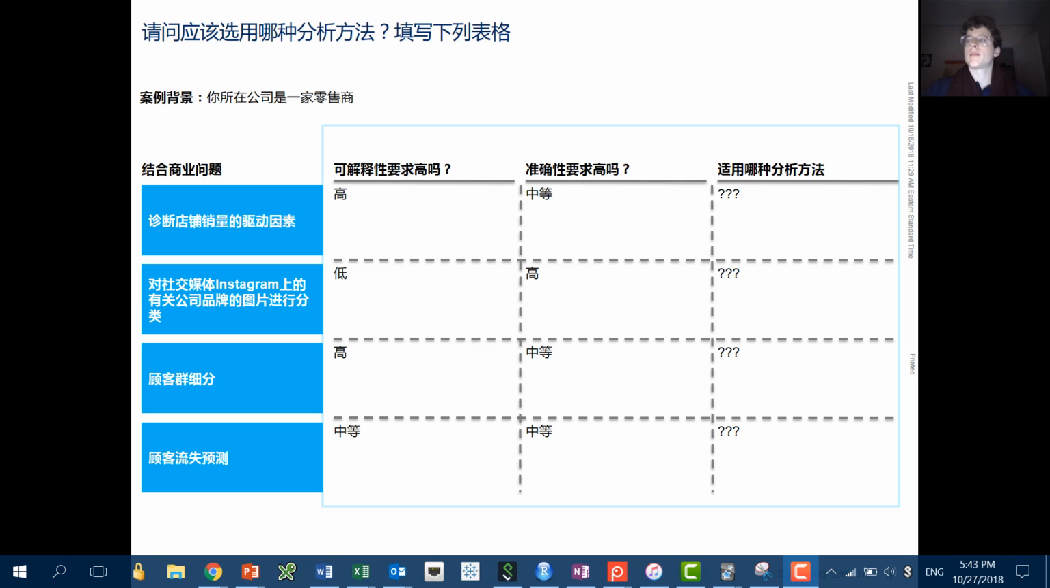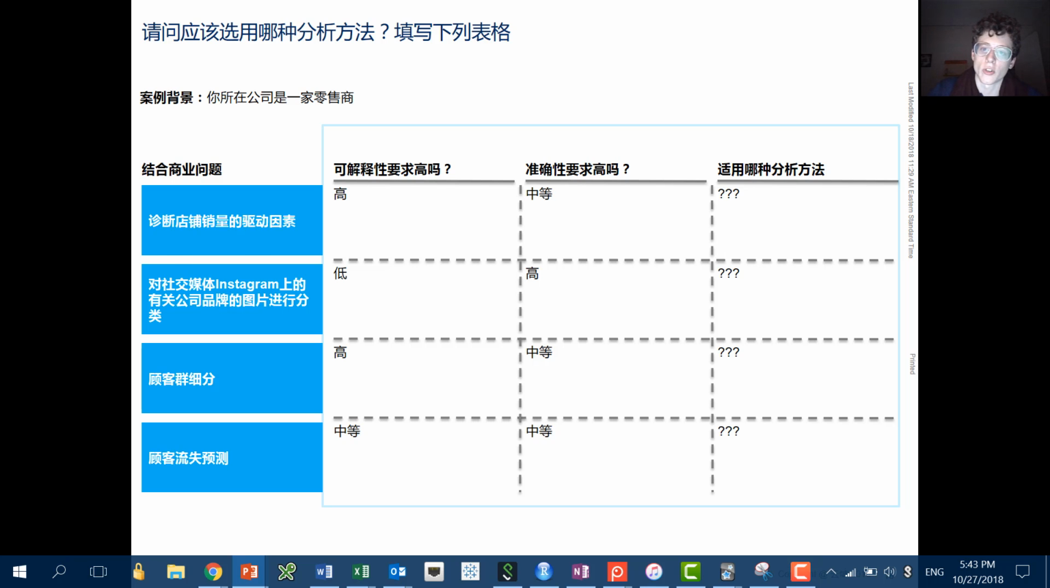So finding factors, we need that to be very interpretable, and it should be accurate. We don't want inaccurate answers, but it doesn't need to be perfect. It's more important that we have interpretable results than we have incredibly accurate results.